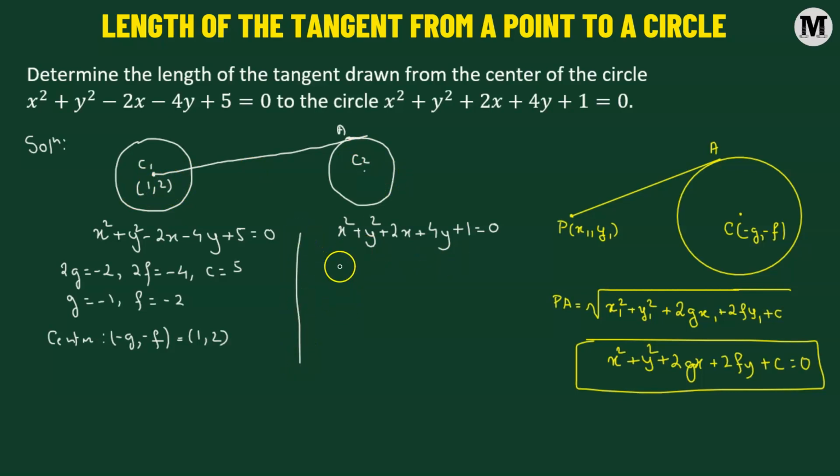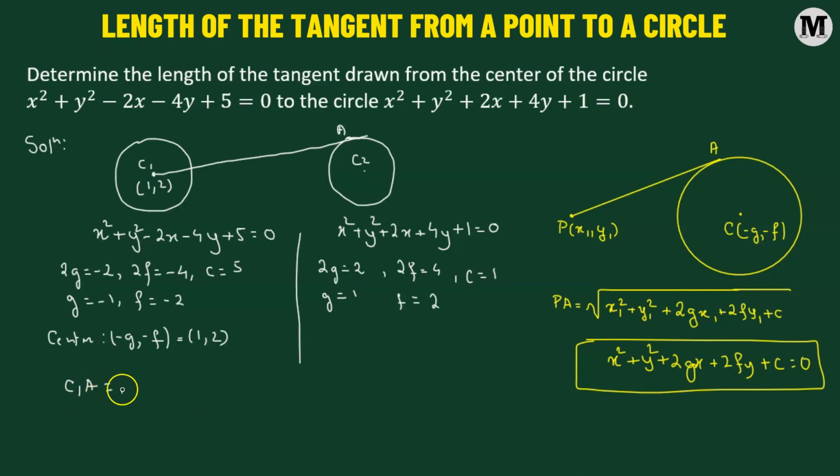Now, in case of the second circle, here we have 2g equal to positive 2, which means g comes out to be 1. Then we have 2 times f equal to 4, so the f value will be 2, and the c value comes out to be 1. So now our goal will be to find out the length C1A.